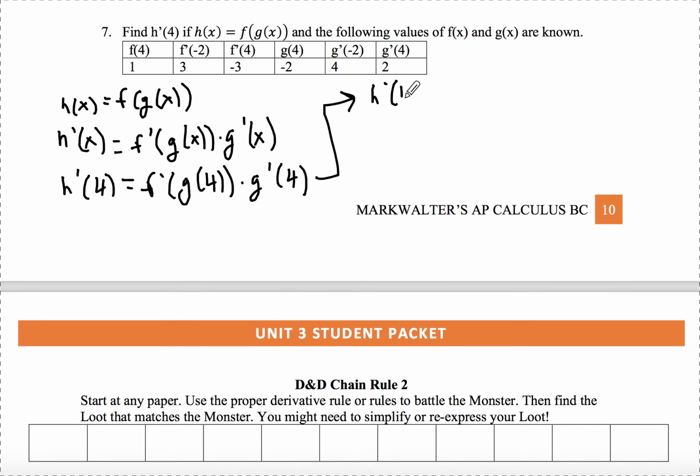All right, so h prime of 4. g of 4, what is g of 4? g of 4 is negative 2. So if g of 4 is negative 2, that leaves us with f prime of negative 2 times g prime of 4. g prime of 4 was 2. So what is f prime of negative 2? f prime of negative 2 was 3 times 2. My final answer here is 6. So follow your derivative rules as you know them, leave it in function notation, and then use your table to evaluate, starting on the inside and working our way out until we have our final answer.